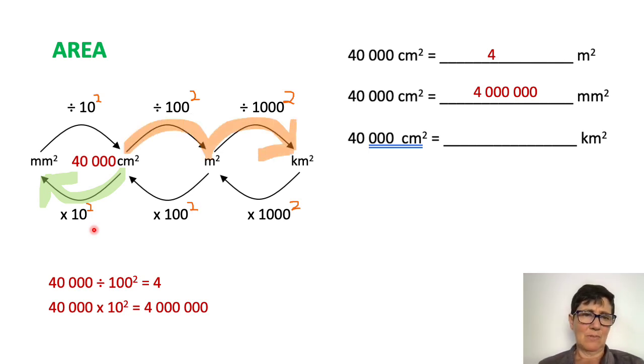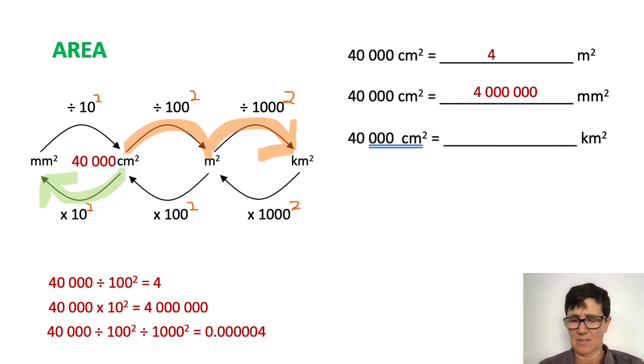We get really big and really small answers here as well. Last example. 40,000 centimetres squared into kilometres squared. So take 40,000, divide it by 100 squared, divided by 1,000 squared. And you get that tiny, tiny number. Now your calculator might be putting this in scientific notation. You'll just have to wait till I come back to learn how to use that.